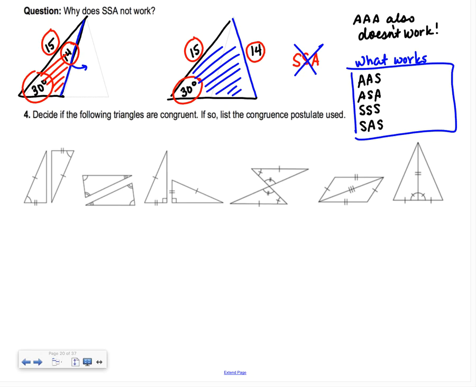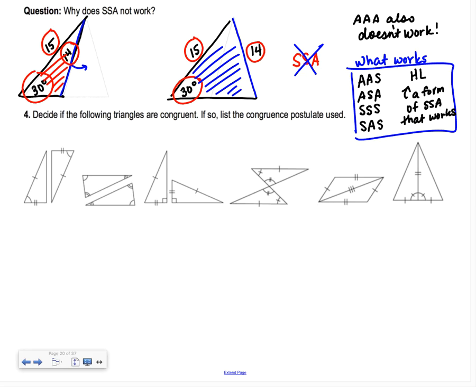The only other one that we're going to talk about is what we call hypotenuse leg, okay? And that will be tomorrow. We'll talk about that. That is a form of SSA that actually works. So that's only when you have a right triangle. And we'll talk about why that would be true, why that would work. It's basically because the Pythagorean theorem tells us that there's only one other measurement that we could have. So HL is the only other one that will work.